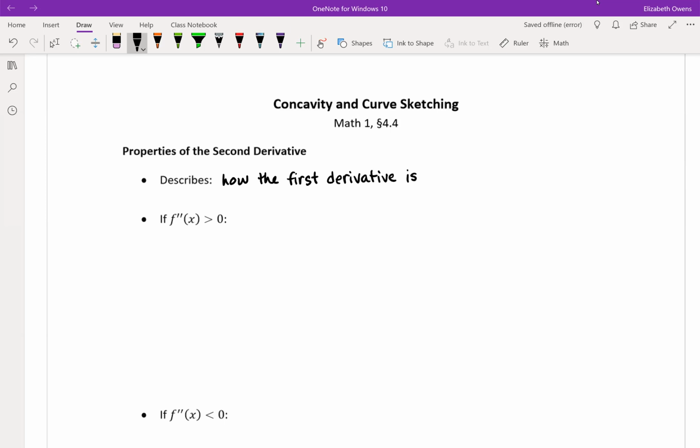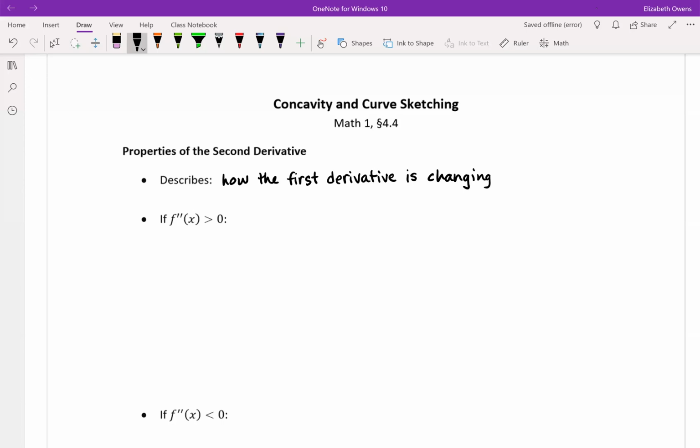And that hopefully makes sense because it has the same relationship to the first derivative as the first derivative has to the original function. So the first derivative is telling us how the original function is changing, like a dy dx type of thing. The second derivative is looking at changes in the first derivative.